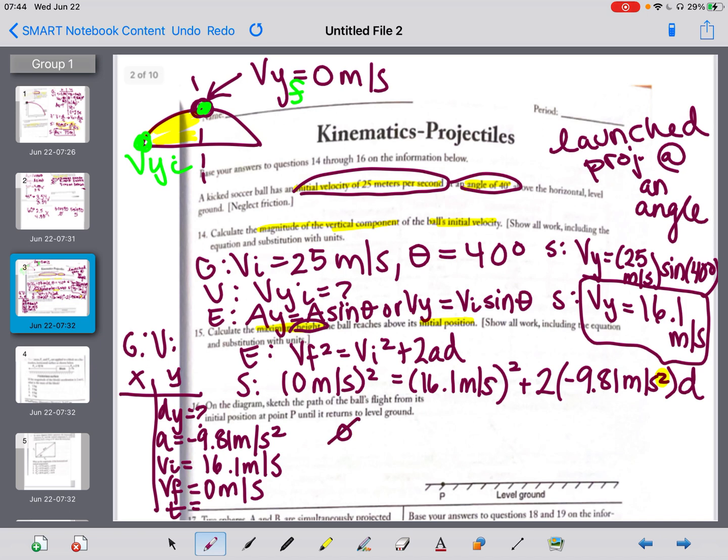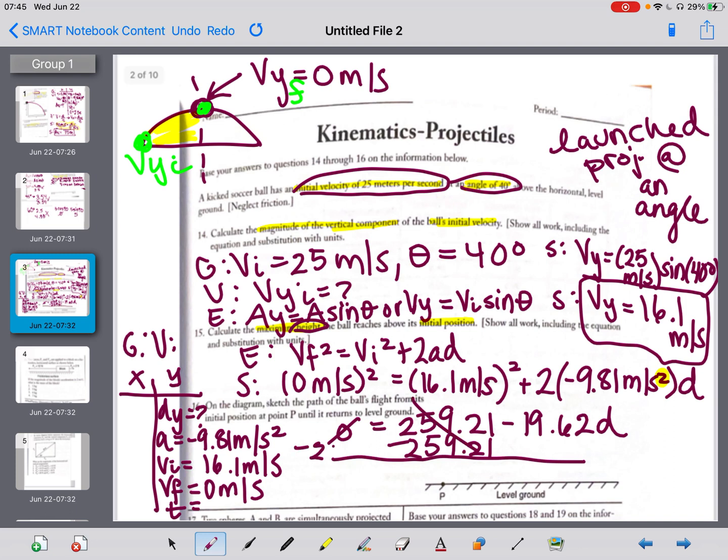0 squared is still going to be 0. So now let's do 16.1 squared. That's 259.21 plus, and actually I'm going to clean this up too. So we're going to do 2 times negative 9.81, and that should give you negative 19.62d. Okay, now it's just your basic algebraic question here. So you're going to subtract, because you're going to do inverse operations of the thing that does not have the variable attached to it. So 259.21 equals negative 19.62d.